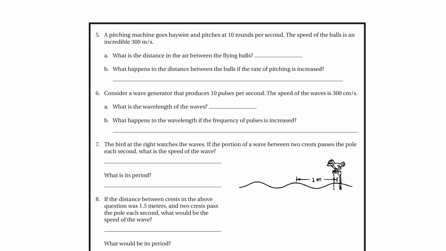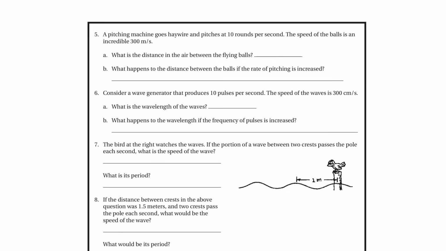Okay, the second page. A pitching machine goes haywire and pitches at 10 rounds per second. The speed of the balls is an incredible 300 meters per second. I'd like to see that machine. So we saw that speed is going to equal the frequency times the wavelength. We know that the speed is 300, the frequency is 10, and they're asking you for the distance between the balls. So that's the wavelength, in meters. If you take 300 divided by 10, you'll get 30 meters. I hope this is making sense.